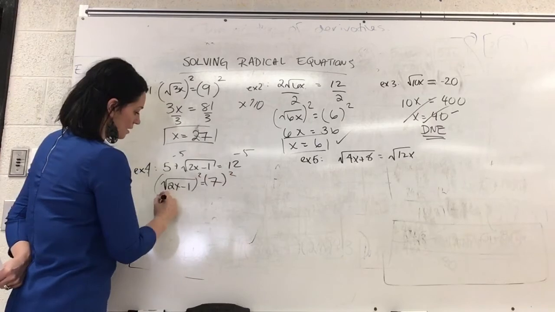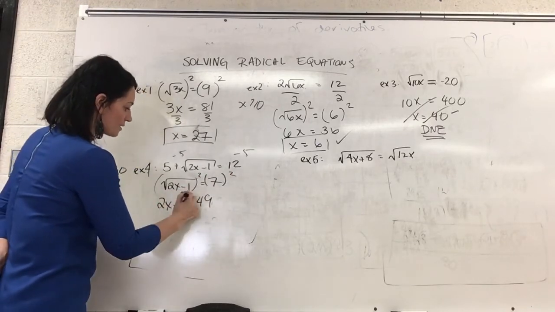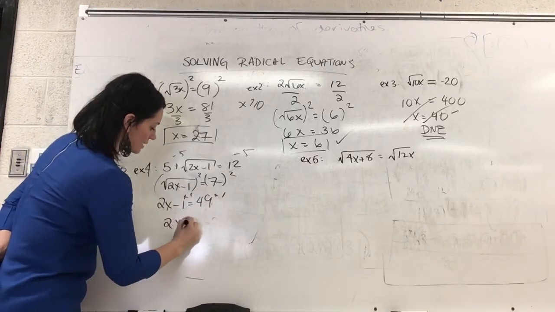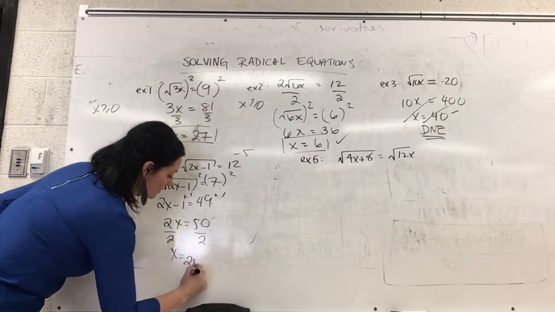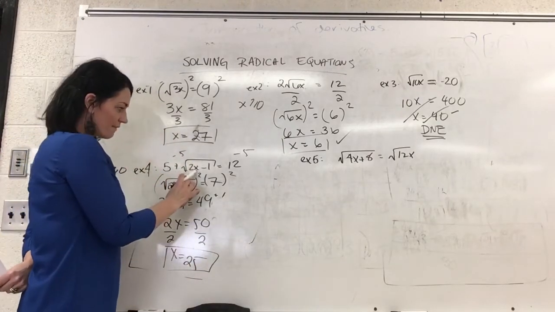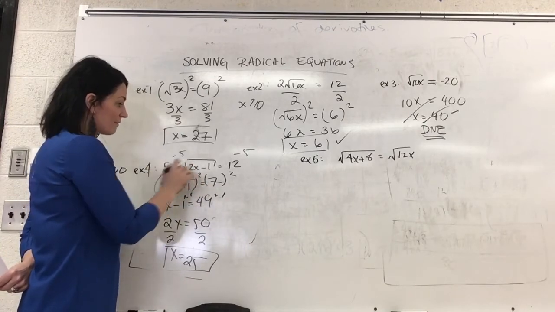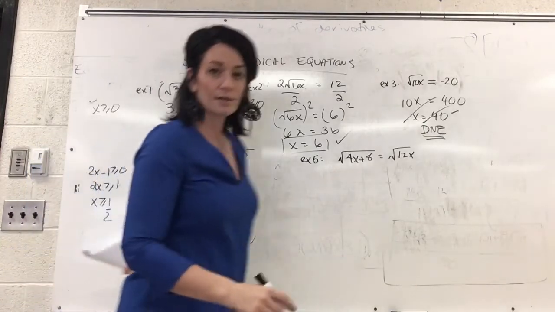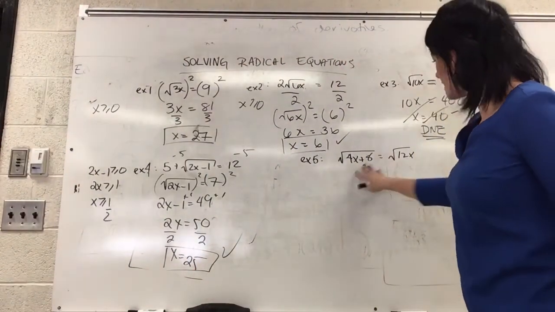Square both sides. 2x minus 1 equals 49. Rearrange and solve for x, so add 1. 2x equals 50, divide by 2. So x equals 25. And before I accept that answer, I should check it. So 2 times 25 is 50, minus 1 is 49. Square root of 49 is 7, 5 plus 7 is 12. Check, okay?